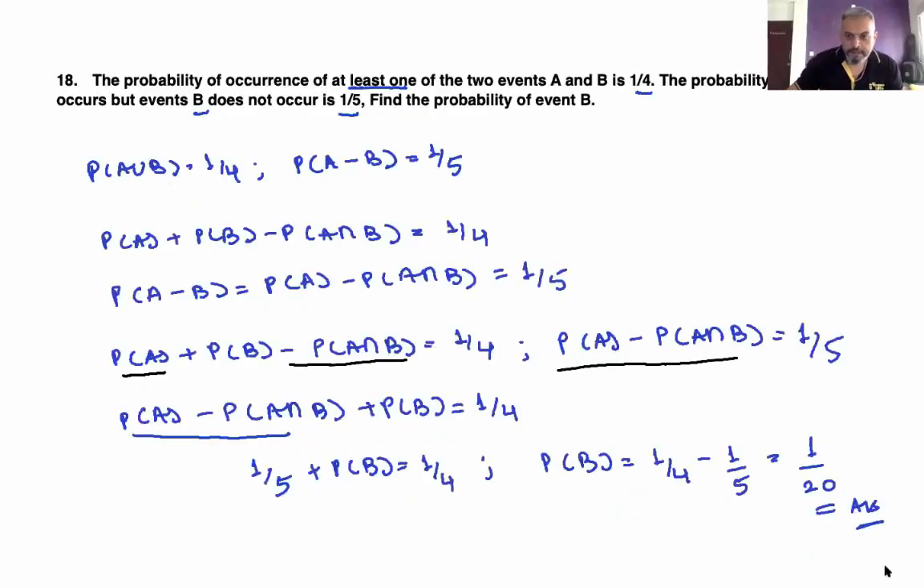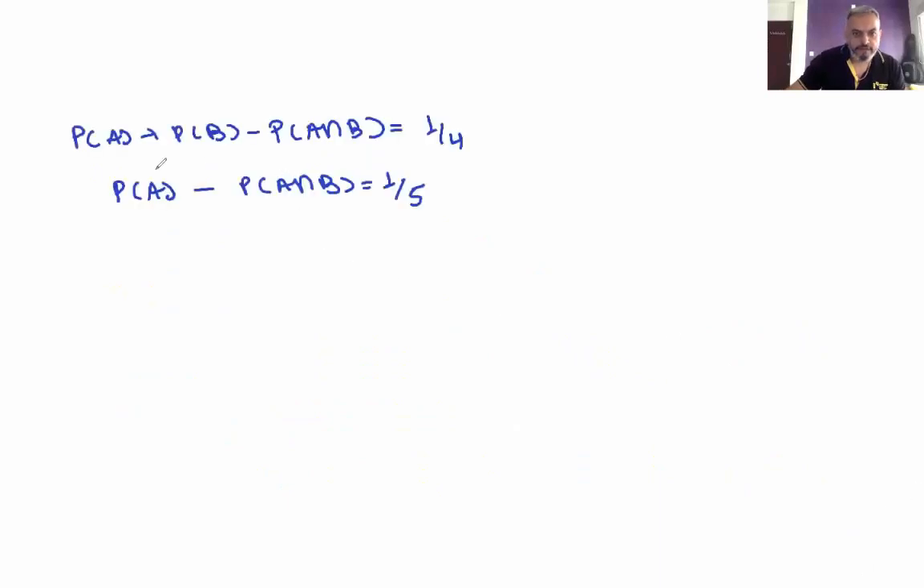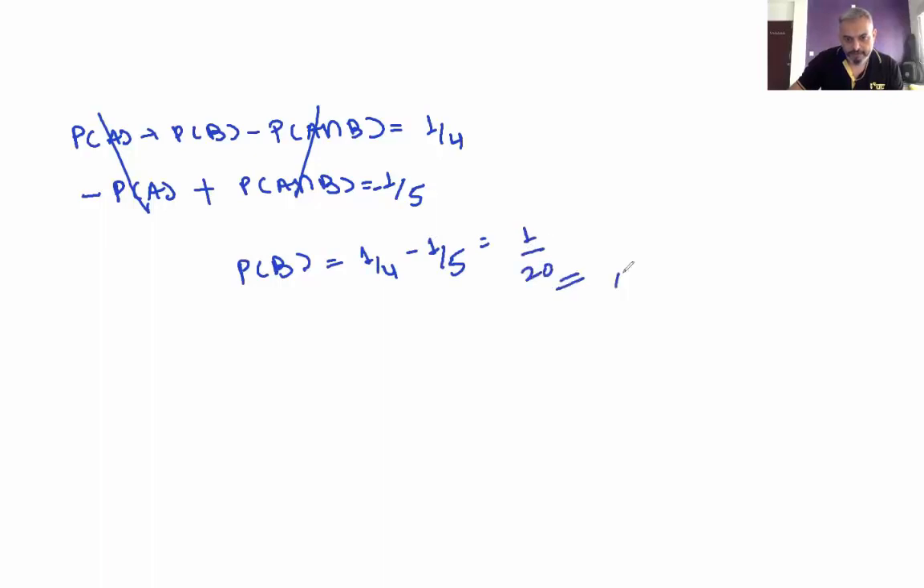This sum, alternatively, you can do it this way. You already have two equations, this one as well as this one. So what we can do is, we solve them. How? We change the sign. This becomes minus, this becomes plus, this becomes minus. So cancel, cancel. So P of B is equal to 1 by 4 minus 1 by 5, which is equal to 1 by 20.